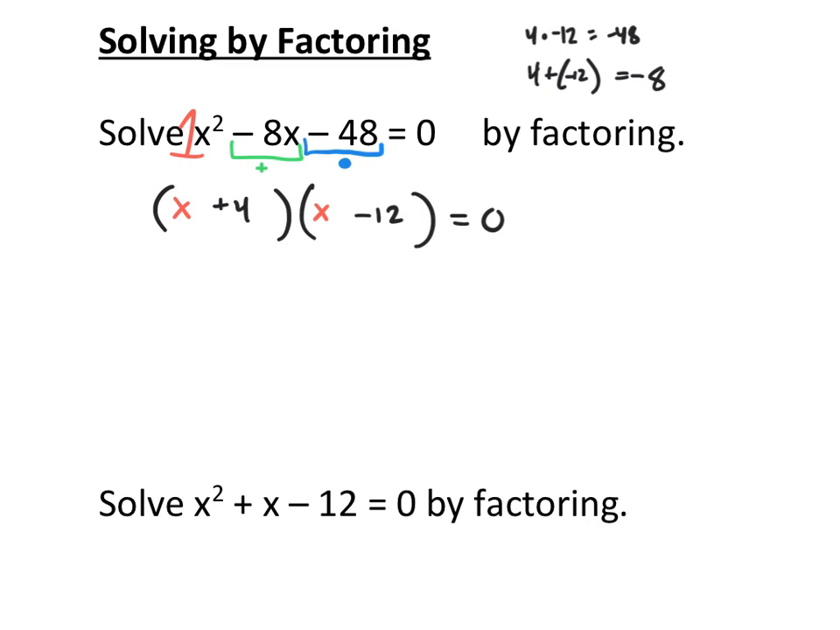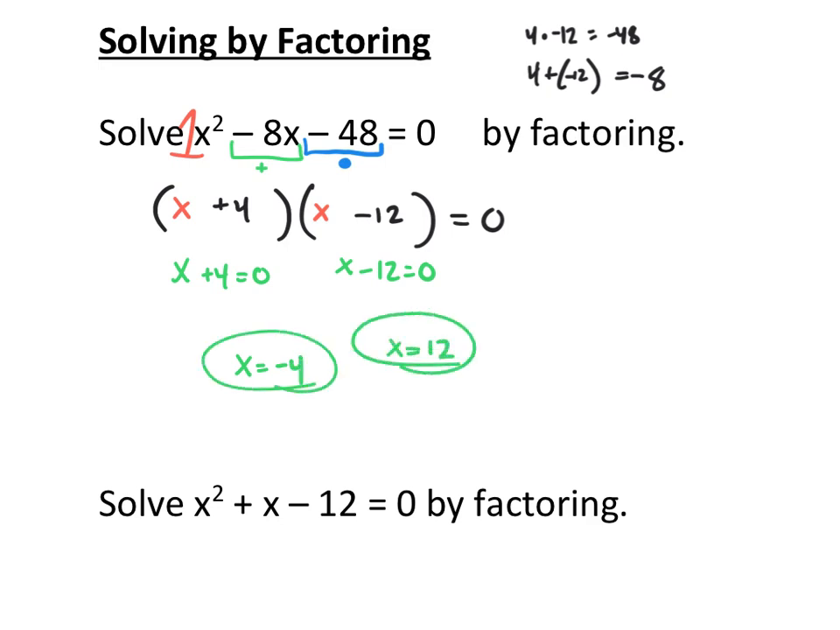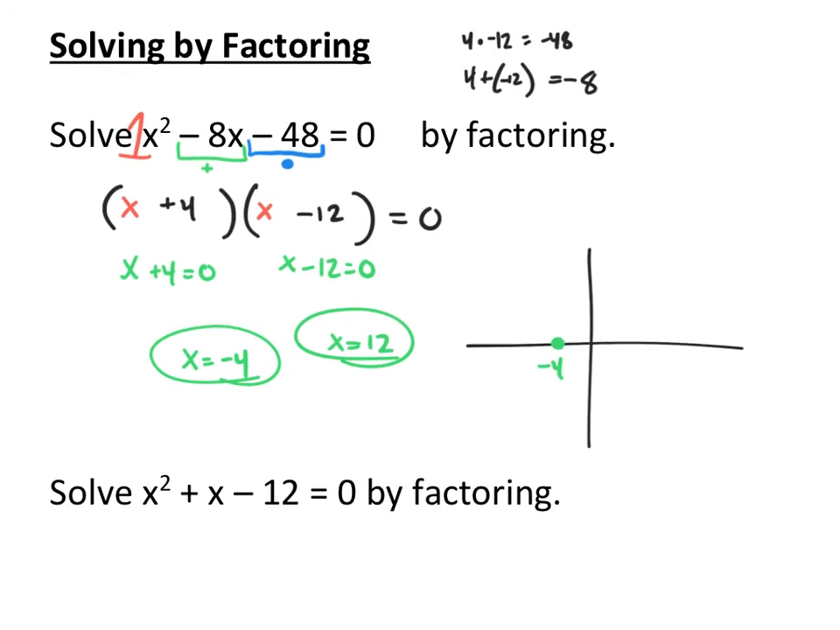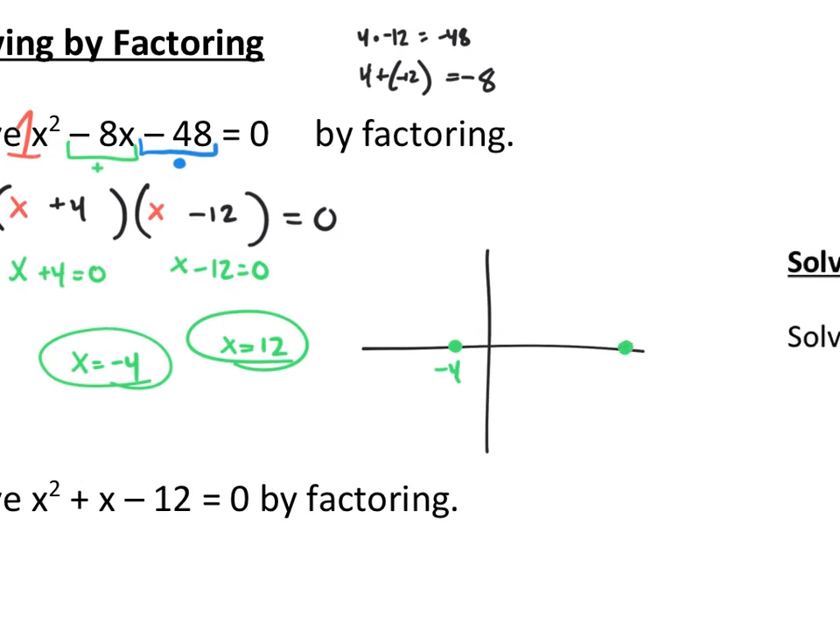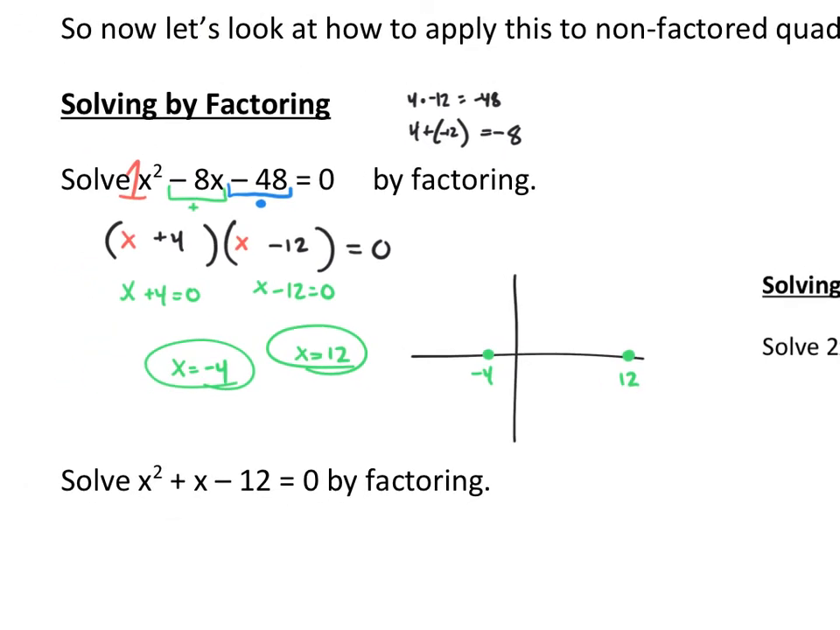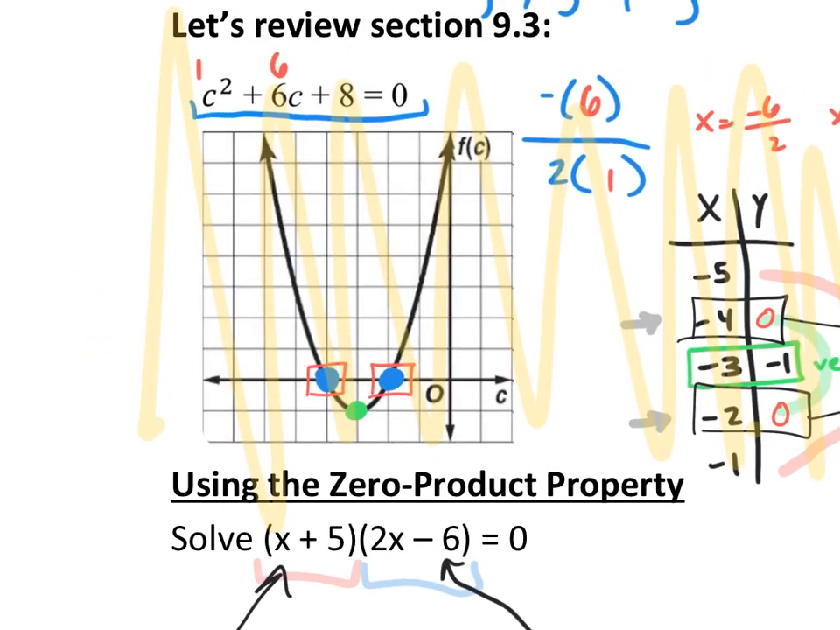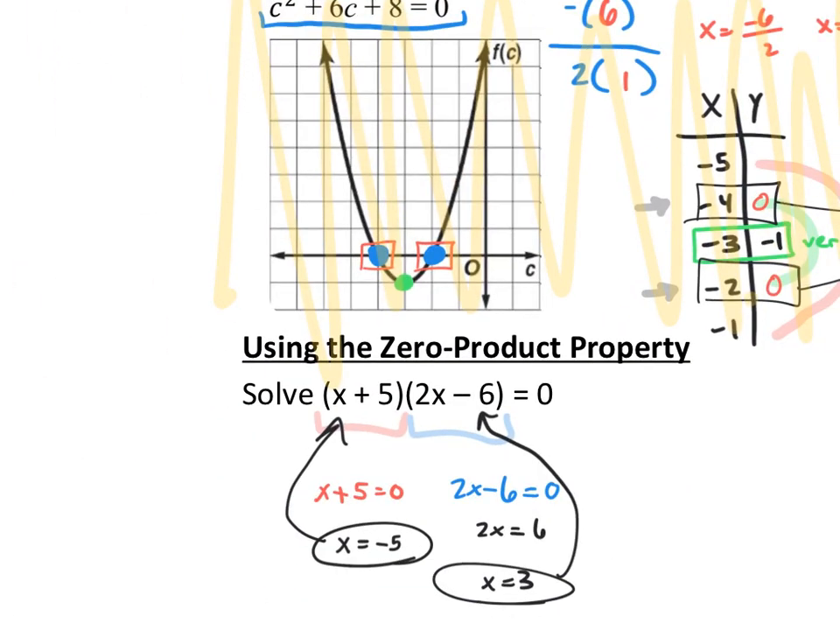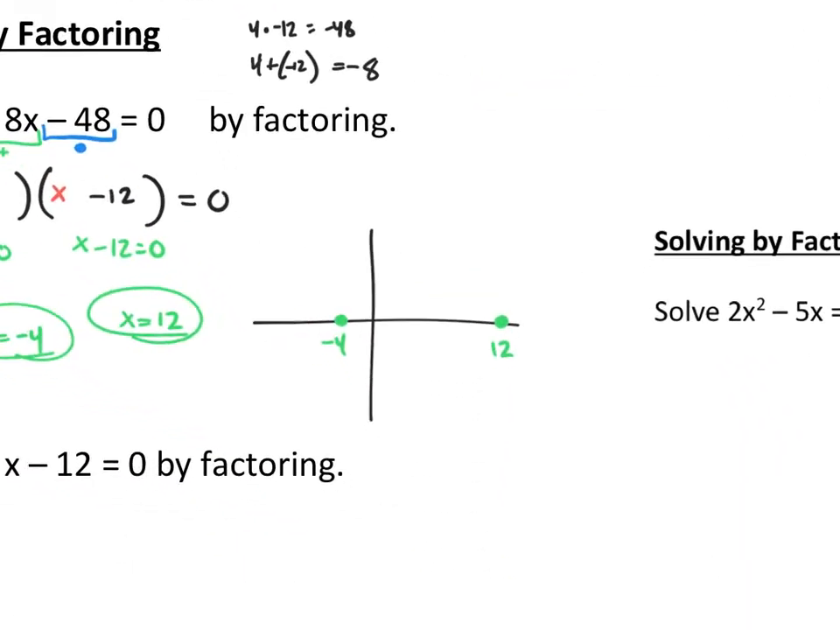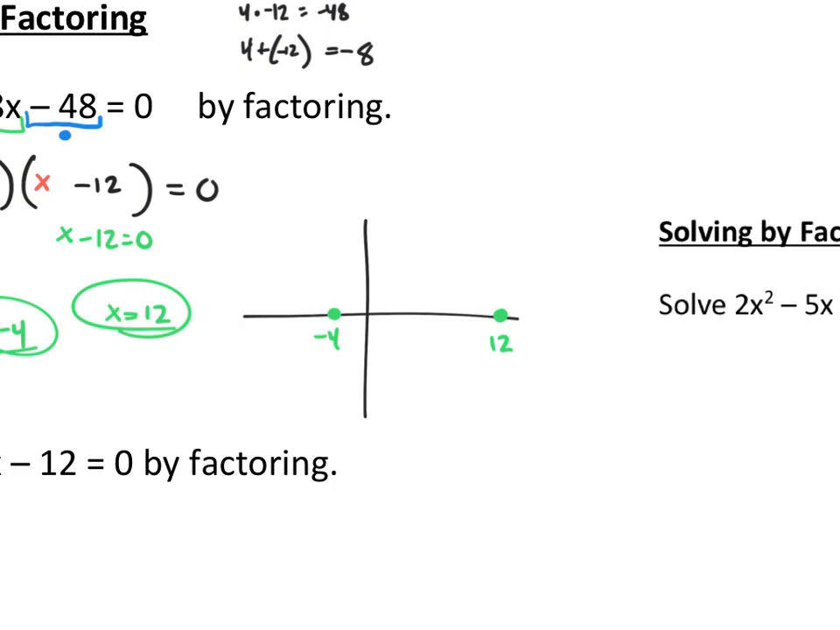And then we use the zero product property. So when I set up both pieces equal to 0, I can then solve very easily to get that x is equal to -4 and x is equal to 12. What we just found, in case you've been missing this, is that this graph would have an x-intercept point at -4, and it would also have one at 12. We're finding spots on our curve, the ones boxed in red. Factoring and solving allows us to find x-intercepts.